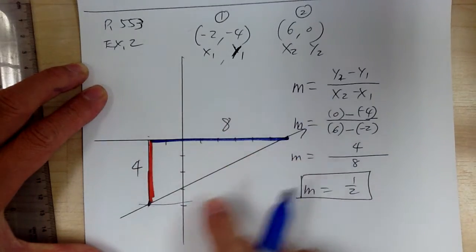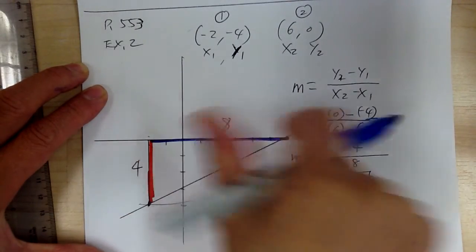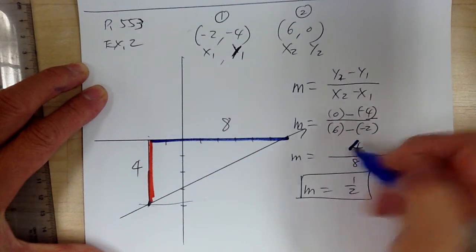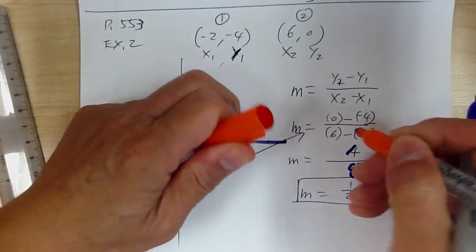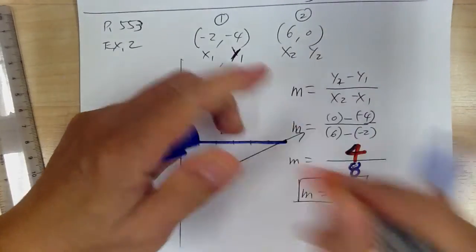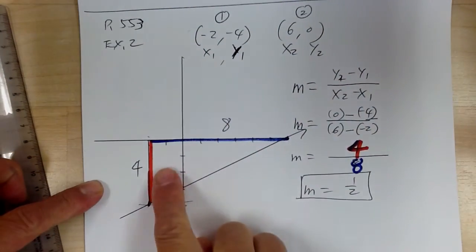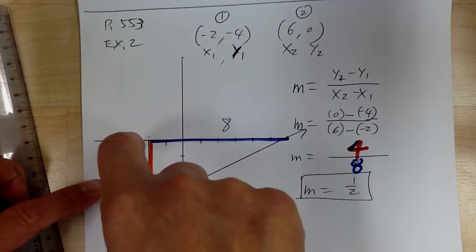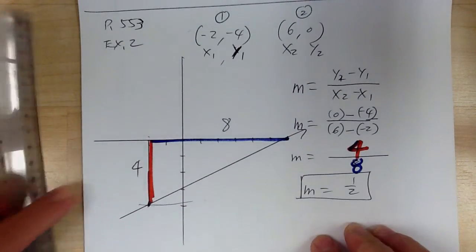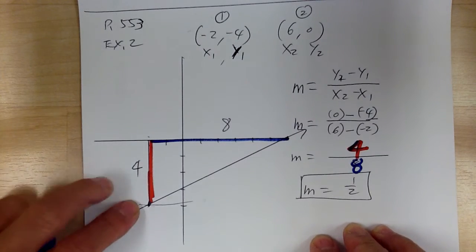So it's 4 and 8. Again, remember it's vertical over horizontal. So that's where you get the 4 over 8, right? So everybody see a connection between the graph and the equation, right? So again, that's the y and the x. Okay, so that's what that is.